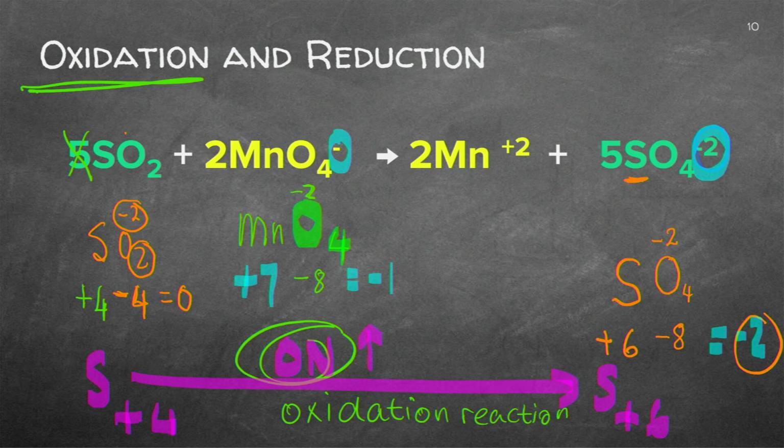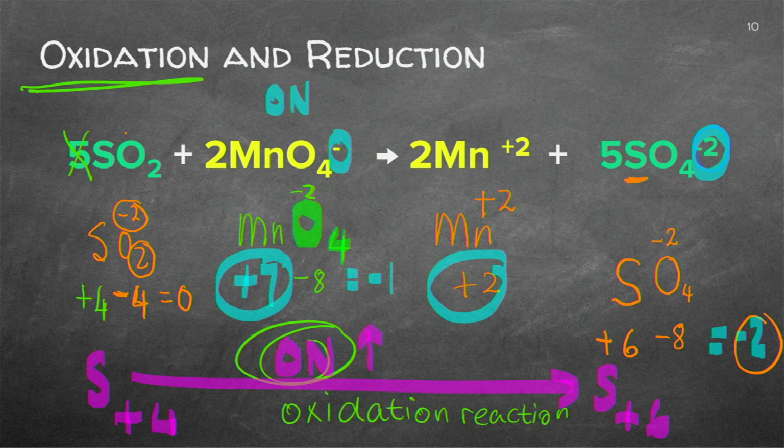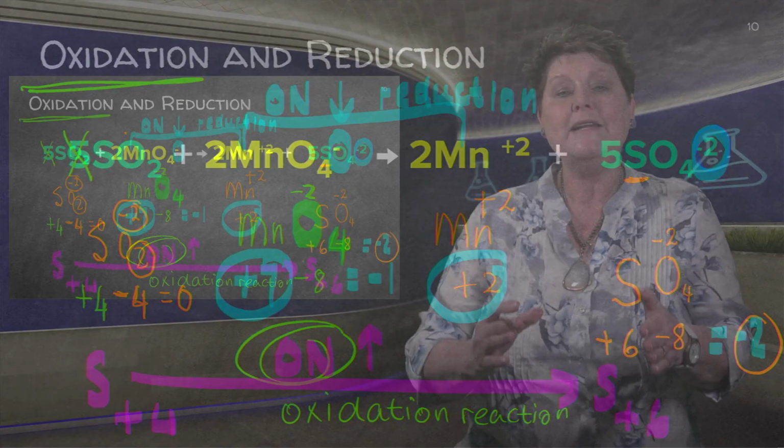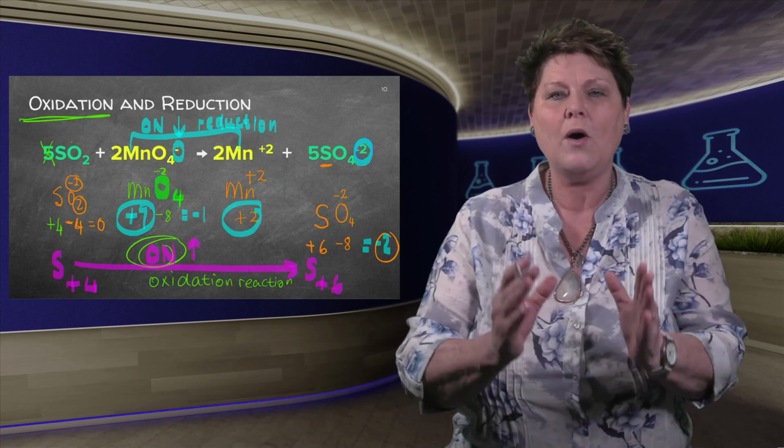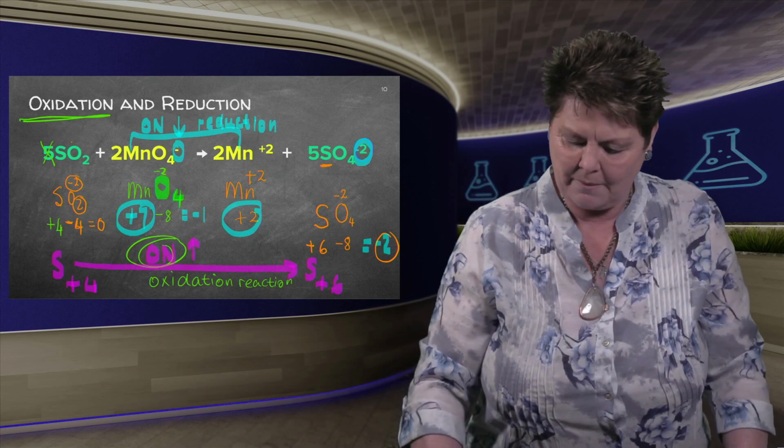What's happening on the other side at the product? Well, we've only got that, and it's got a charge of plus 2, so it is plus 2. What changed? Have a look. I had plus 7 going to plus 2, so the oxidation number is decreasing, so we know this is the reduction half reaction. Can you see? We can determine if it's oxidation or reduction, knowing what's changing in the oxidation number.